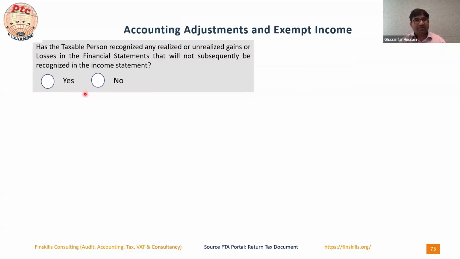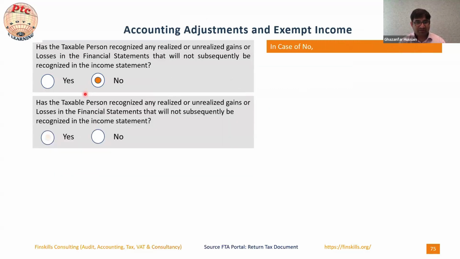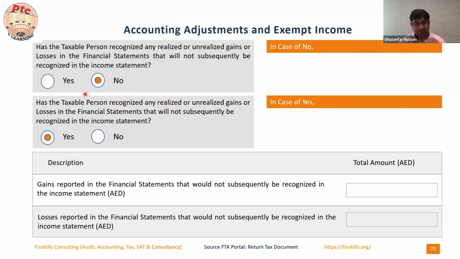Now, the next point is the taxable person recognizing any realized and unrealized gain and losses on financial statement. Again, as I already mentioned, this is a comprehensive topic and is available separately. You may have a better understanding of that. Because I'm moving quickly, we have to move on to reach our topic.